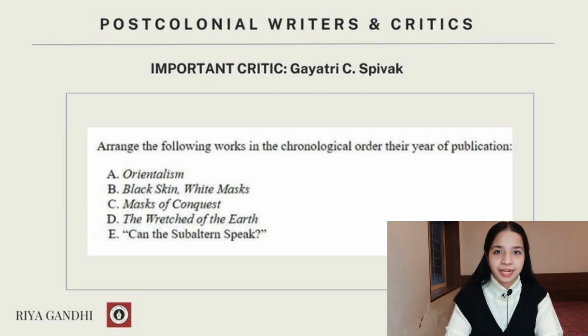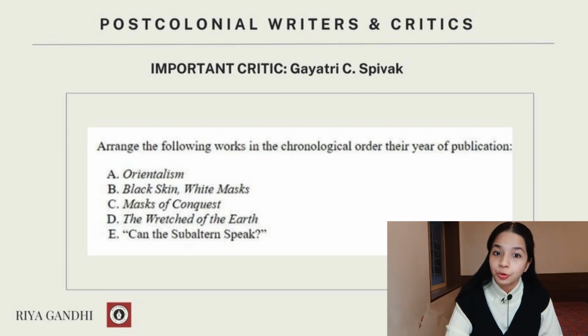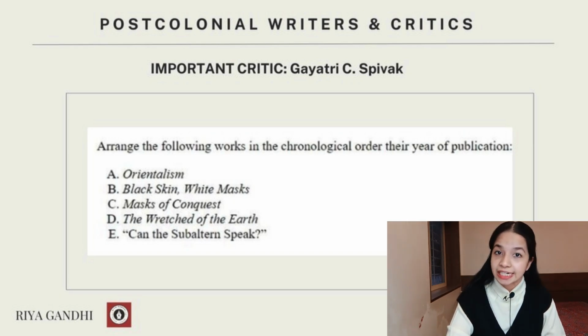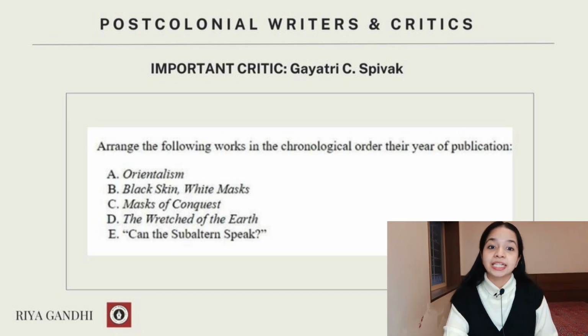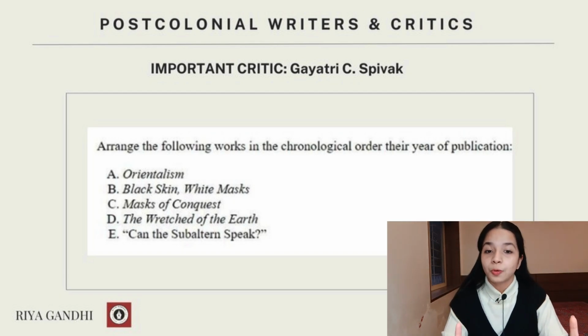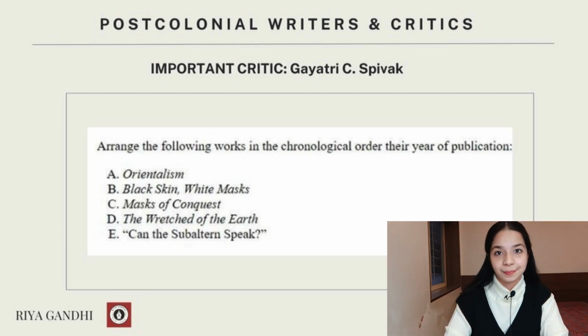Orientalism was published by Edward Said in 1978. Black Skin, White Masks was published by the post-colonial psychoanalyst Frantz Fanon in 1952. Masks of Conquest was published by Gauri Viswanathan in 1989. The Wretched of the Earth again was published by Frantz Fanon in 1961. And Can the Subaltern Speak was published in 1988. So the correct chronology of this particular question would be B, D, A, E, C.